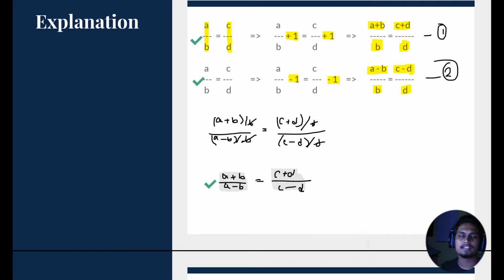So let's move on to the next trick that is related to ratios. You can implement this rule or trick in the mixture related problems or maybe ages.